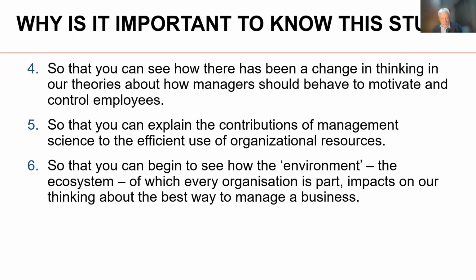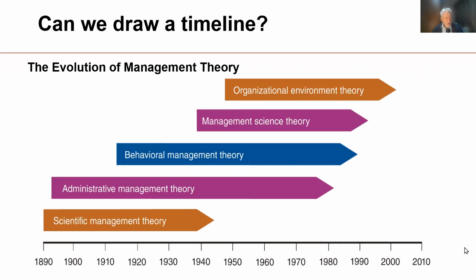So I can draw a picture of this for you. And there's a bit of a schematic over here. That schematic says that over these years, from the late 1800s to roughly where we are now, we see scientific management theory not giving way, but making way for administrative management theory. And neither of those gave way, but they made way for human theories. And there's another human theory here, which we call management science. And over here we talk about organizational environment theory.